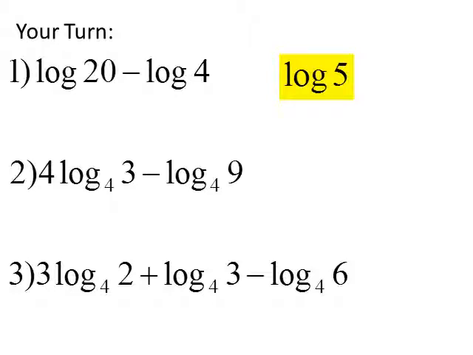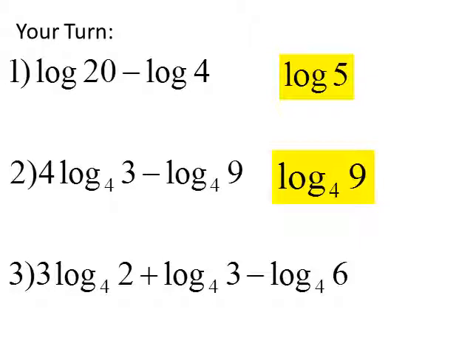The second one, you're going to have log base 4 of 3 to the 4th minus log base 4 of 9, and 3 to the 4th has a value. It's 81. So we end up with 81 divided by 9, which is log base 4 of 9. Finally, we're going to use the power property to get log base 4 of 2 to the 3rd. 2 to the 3rd is, of course, 8. So that's log base 4 of 8 plus log base 4 of 3. That's going to give us 8 times 3, which is 24.